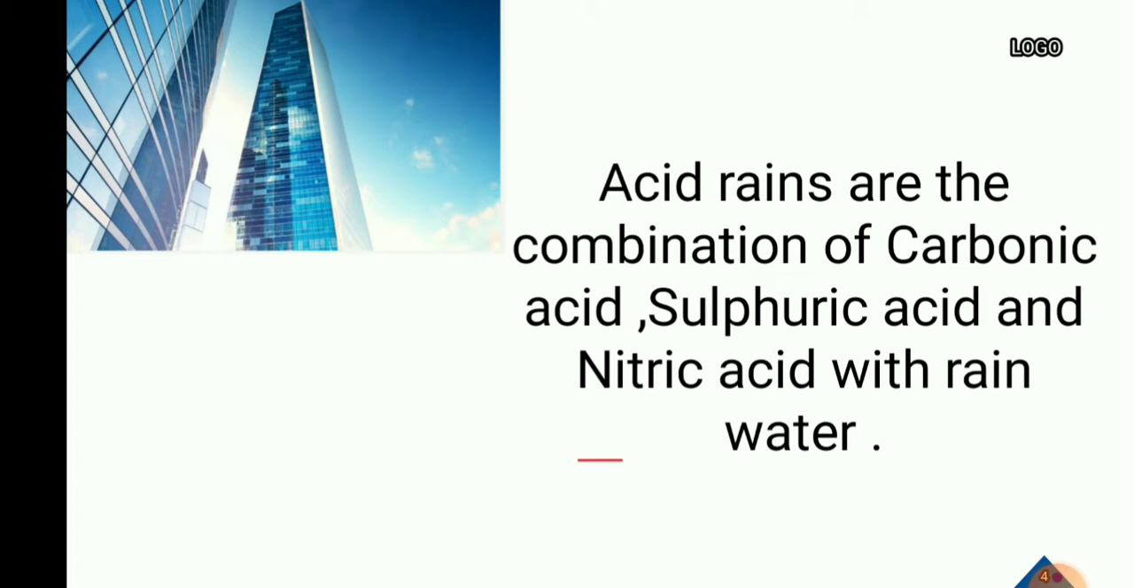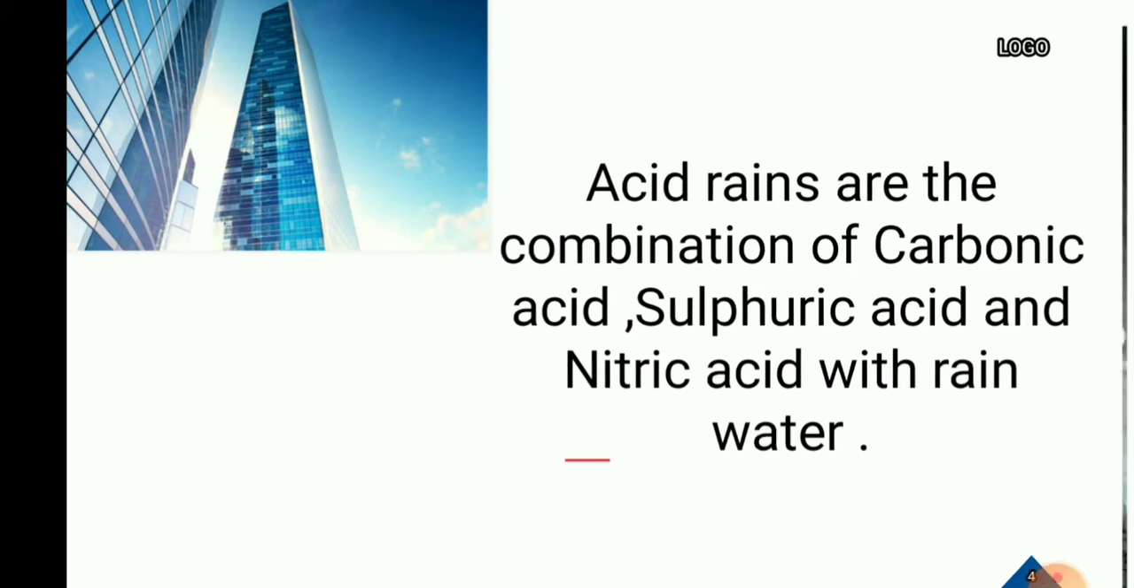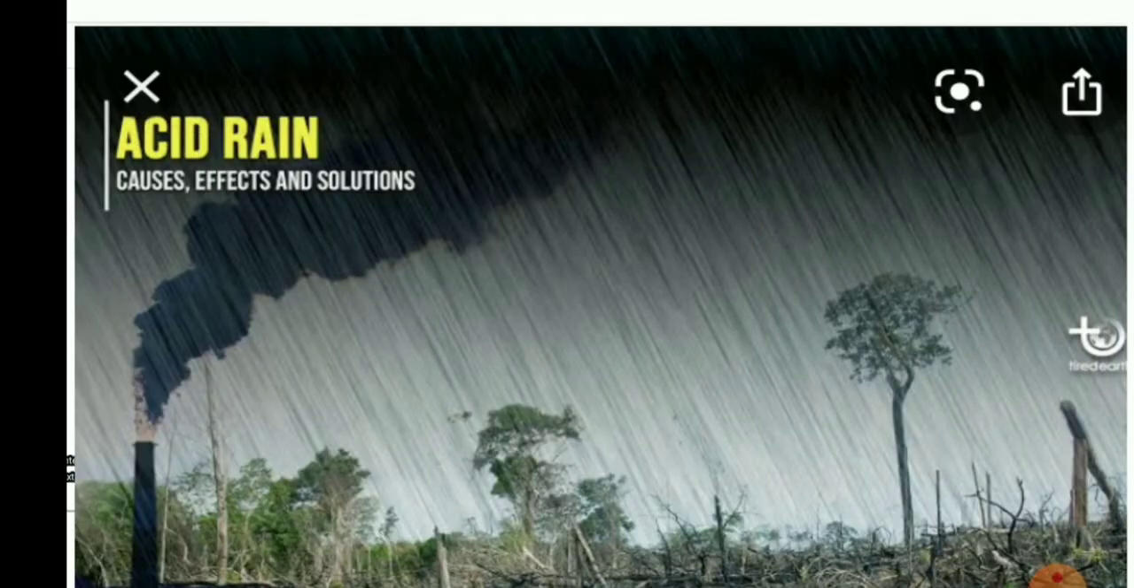And in our states, if you see, Visakhapatnam has more of these acid rains. Did you understand, children, how we are getting the acid rains? Let us look at a picture I have given you in this way.